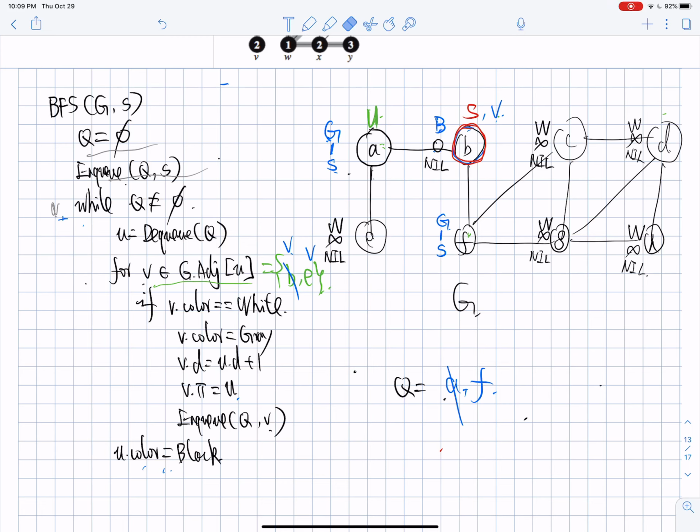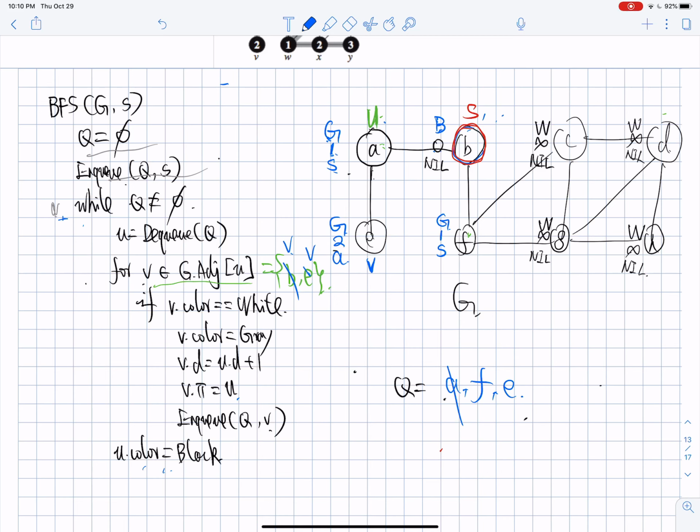So I'm going to put V right over here. Okay, this is V. And we check if its color is white or not. Yes, its color is white, so we're going to give it a gray color, and then we're going to set its distance as u.d plus 1. Here we have u.d as 1, so 1 plus 1 is 2. So we set its distance as 2, and then we set its parent as u, which is A, so its parent is A. And then we also do enqueue. Okay, we just enqueue E into the queue.